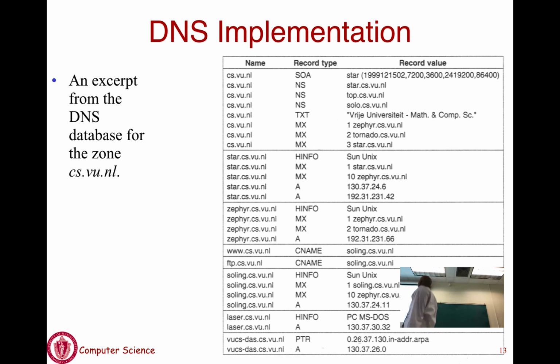There's one interesting thing I want to show you here, which is I said that a machine can have multiple names, and you do that through CNAME. You will see here that this name star.cs actually has 2 A records, and they map to 2 different IP addresses. Okay. So what does that mean? Why does the machine have 2 IP addresses? Yes.